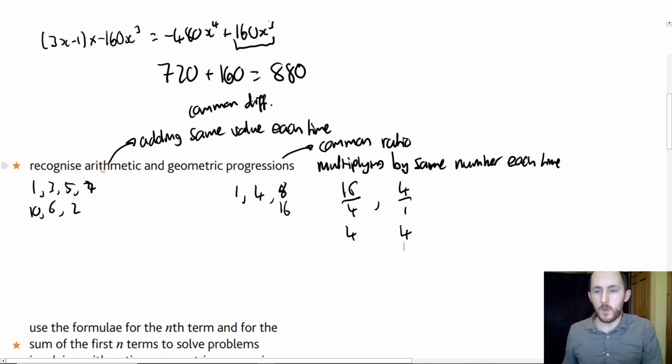So you need to be aware that if you want to prove that it's geometric or arithmetic, you need to actually work out the common difference or the common ratio. If there is no common difference and no common ratio, then it's neither an arithmetic sequence nor a geometric sequence. Okay, so you need to keep that firmly in the back of your head as you do these questions.